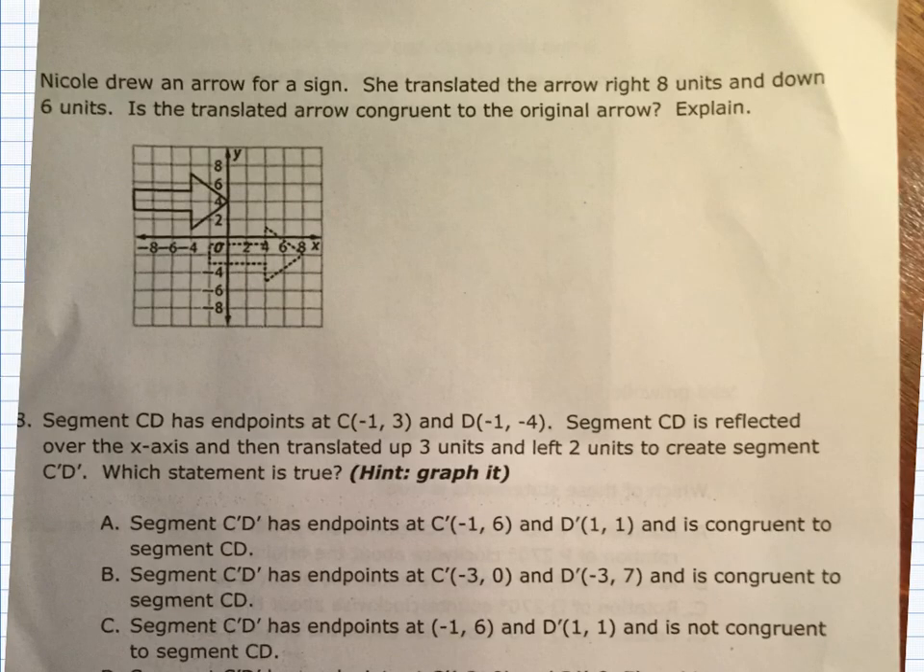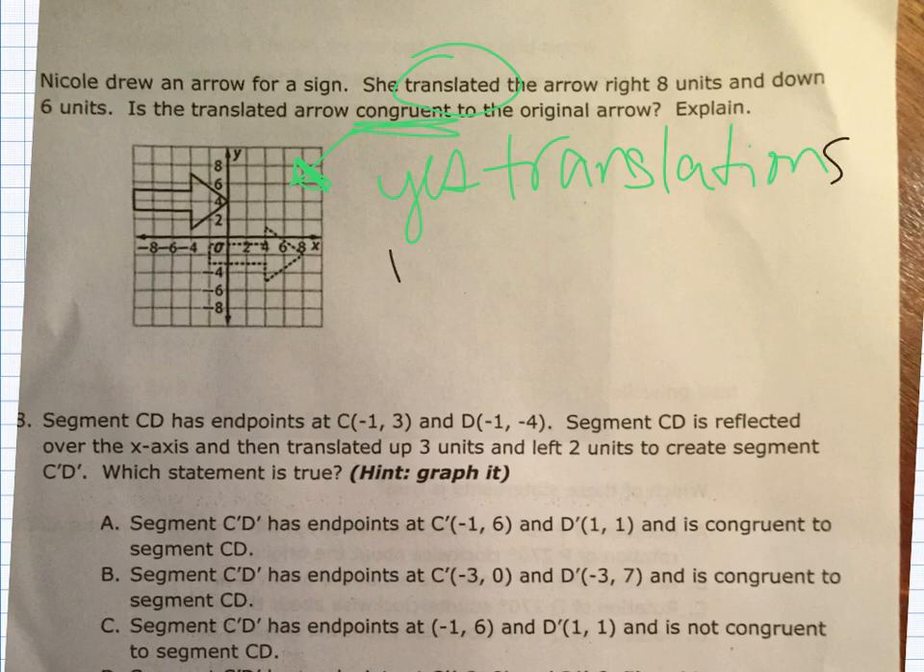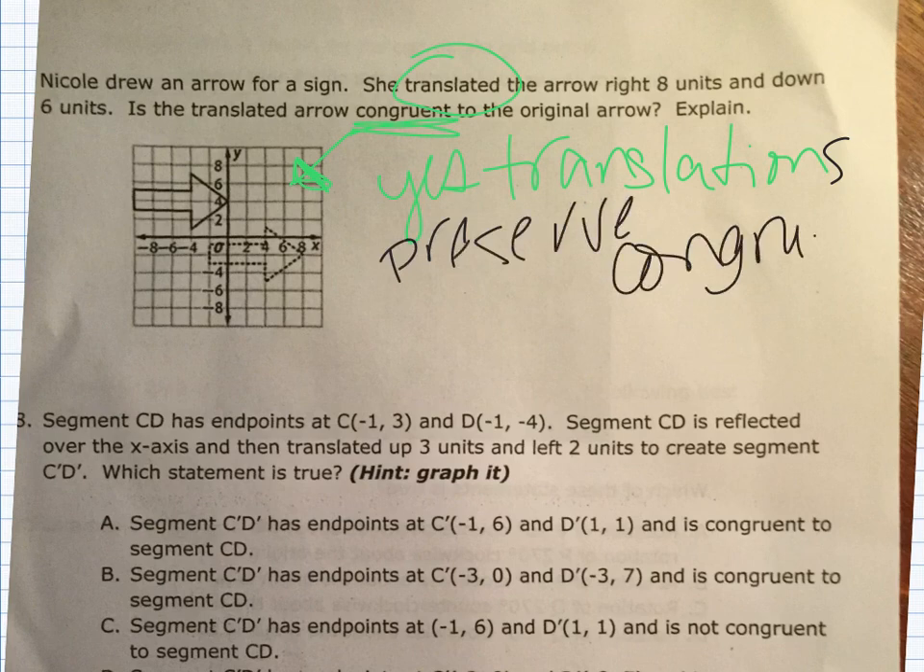Okay, number 7, Nicole drew an arrow for a sign. She translated it, right 8 and down 6, and then they show you what she did here. So is it congruent? Well, number 1, it's a translation, so yes. How do we know? Explain. Translations preserve congruence. That's a fact. We talked about that. If it's a translation, you know it's congruent.